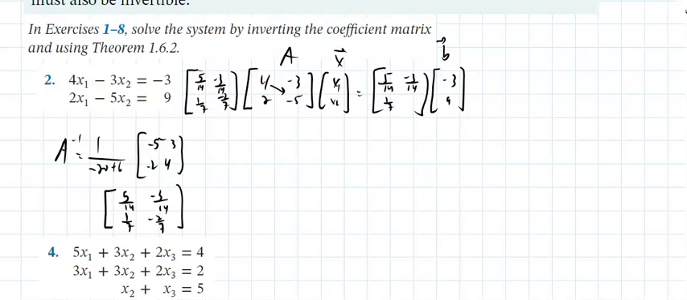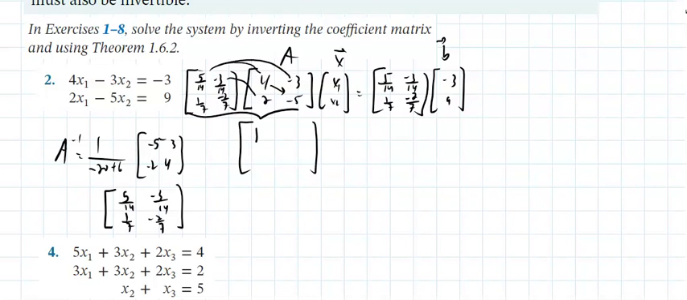If you have time on the test, it'll be wise to do that to check if you did it right or wrong. This is going to give me the identity matrix. Now let's see if that works. I'll get 20 over 14 minus 6 over 14, that's 14 over 14, which is 1.